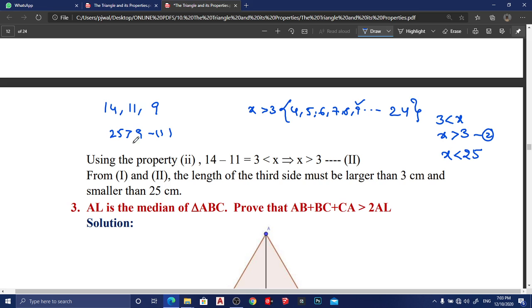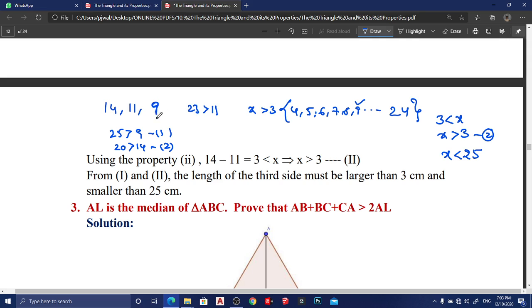Next, 11 plus 9 is how much here? 20. This is also greater than the third side 14. This is also satisfying. Next, 14 plus 9 is how much here? 23. 23 is also greater than 11. So all the three conditions are satisfying.